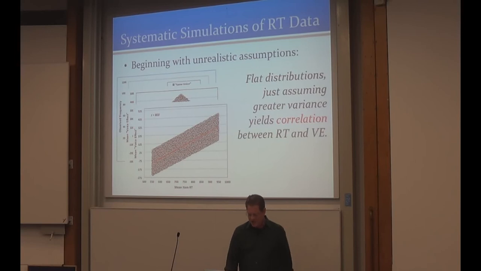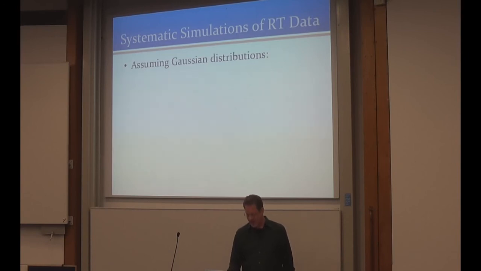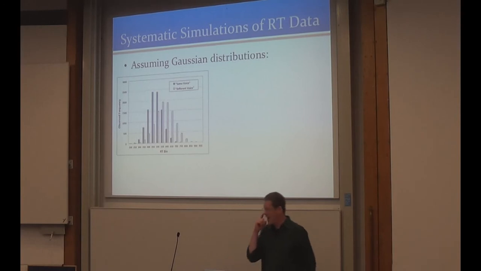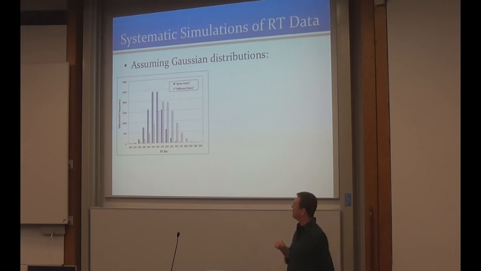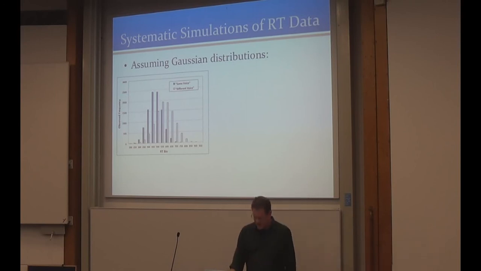So flat distribution is just assuming greater variance for the slower items, and you get this relationship to come out. So then I started getting more realistic. I'm not going to take you through all the steps because they're not interesting, but sampling from Gaussian distributions with different means and different variances, as shown there. Those are fake same voice and fake different voice values. You simply take the average for each item and correlate that with the difference between the two values per item, and that's what comes out.